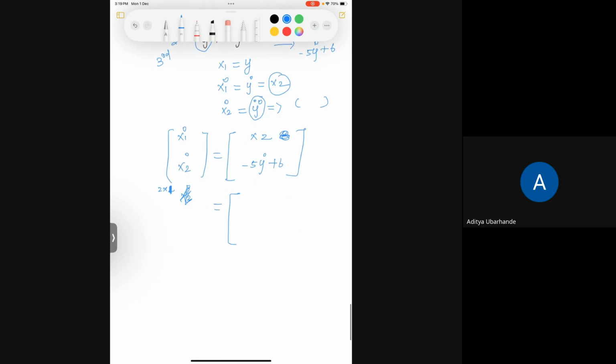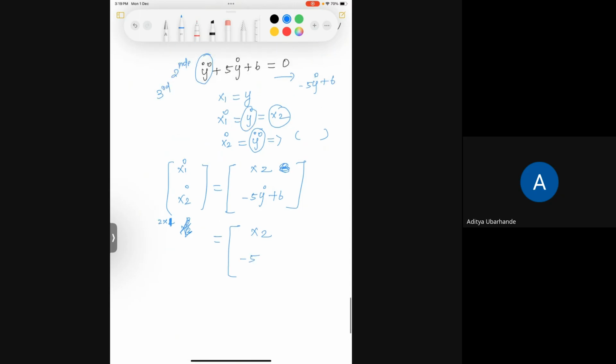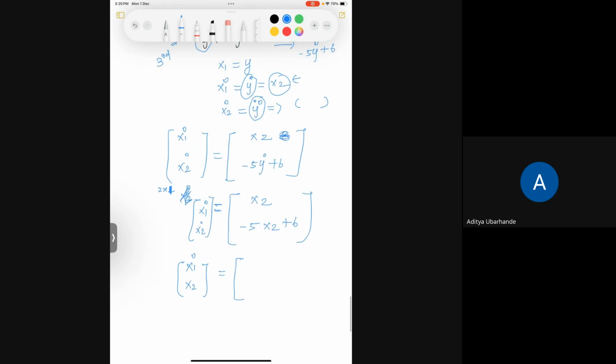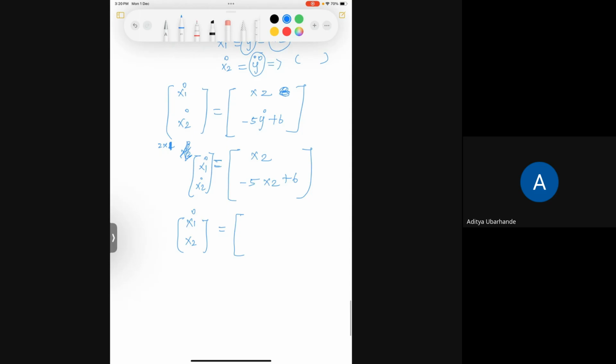Just to replace everything in terms of x, I am going to write 5y dot. Instead of y dot, I am going to write x2. That's it. 5x2 plus 6. Now I got everything in terms of x dot equal to Ax format. Now if I split this, what I will get? First is also x2, second is also x2. So the x1 will be 0, x2 will be 1 minus 5.